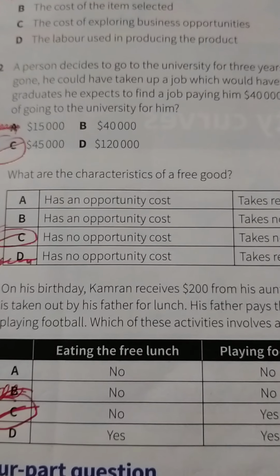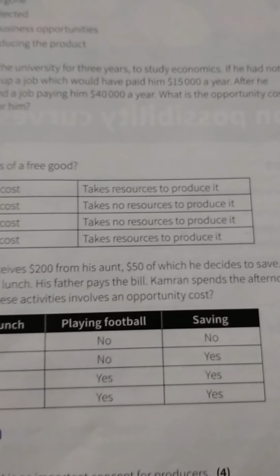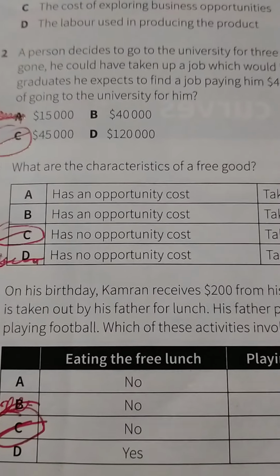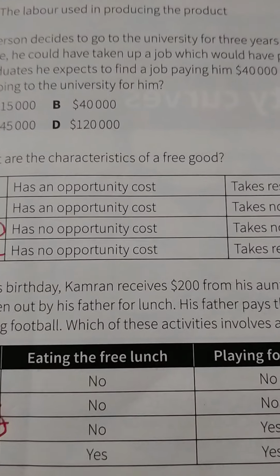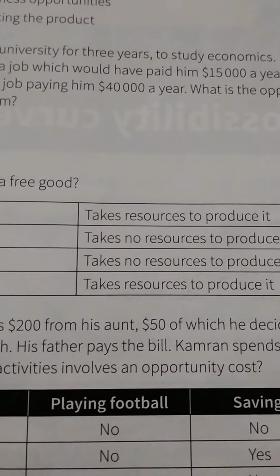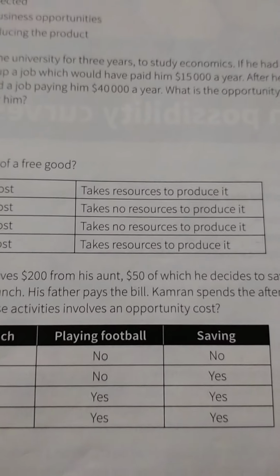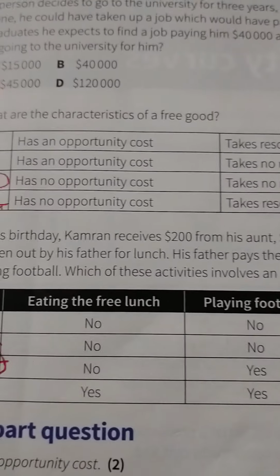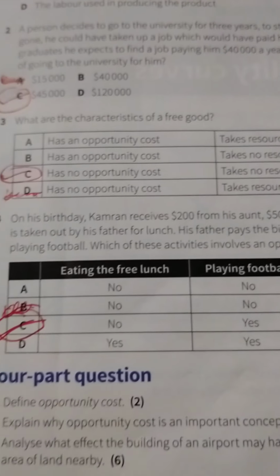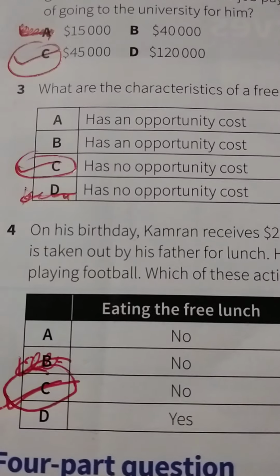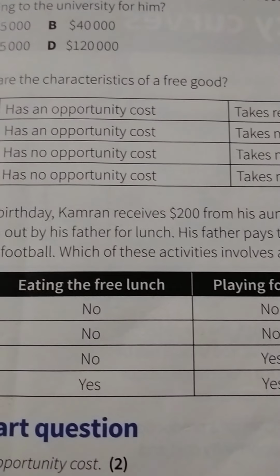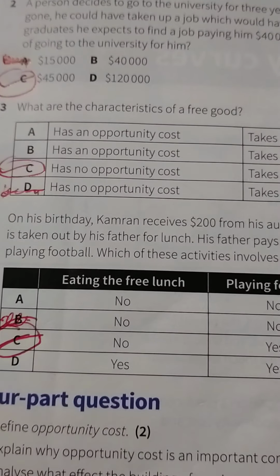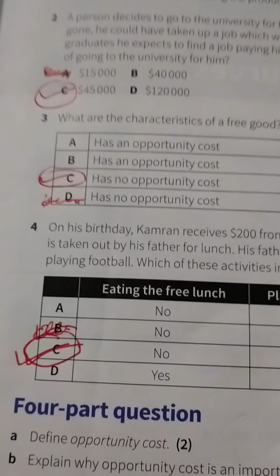Question number 3, what are the characteristics of a free good? Free goods are blessings. So C, it has no opportunity cost, one of the best things related to a free good, and takes no resources to produce it, because these are basically naturally provided products, and they themselves are a resource, you can say. Question number 3, C is the correct option. And let me tell you that this is page 19 of Suzanne Grant.